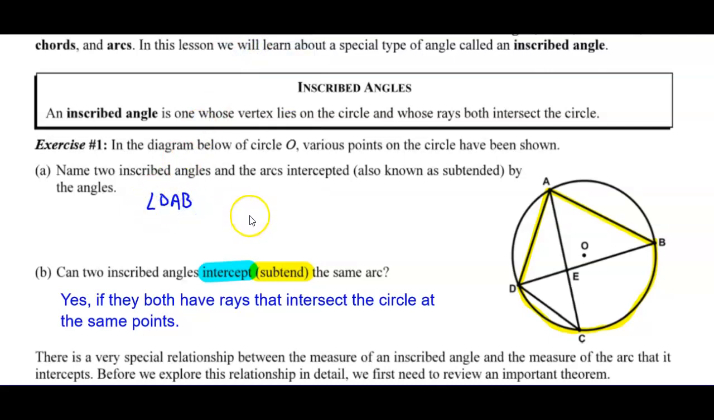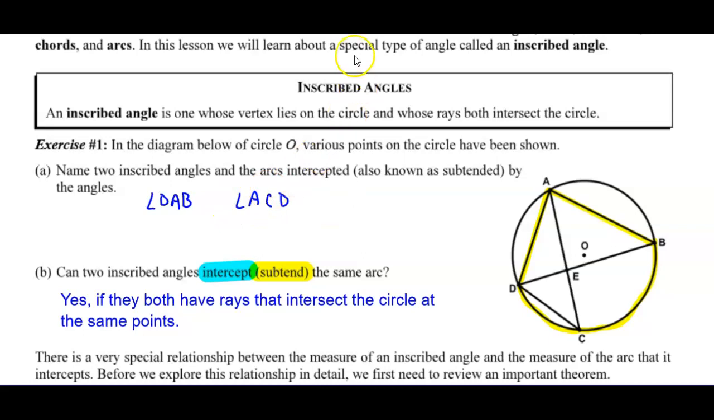Okay. And so I could do another one, though. I could maybe say angle ACD, right? Starting at A, going to point C, going out to D. Angle ACD would be another one. So there are lots of them in this particular diagram. You might have come up with a couple different ones. So can two inscribed angles intercept or subtend the same arc? And the answer is sure.